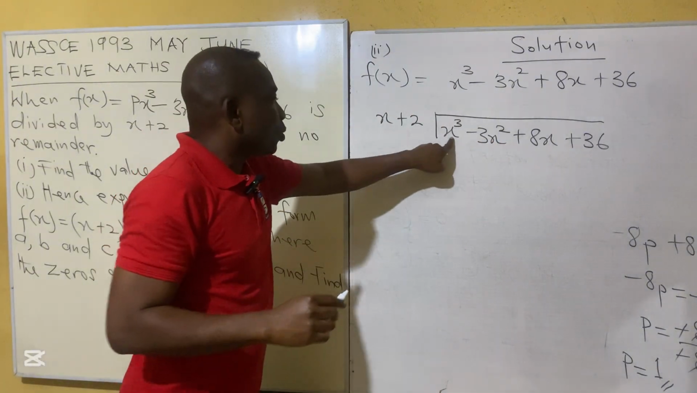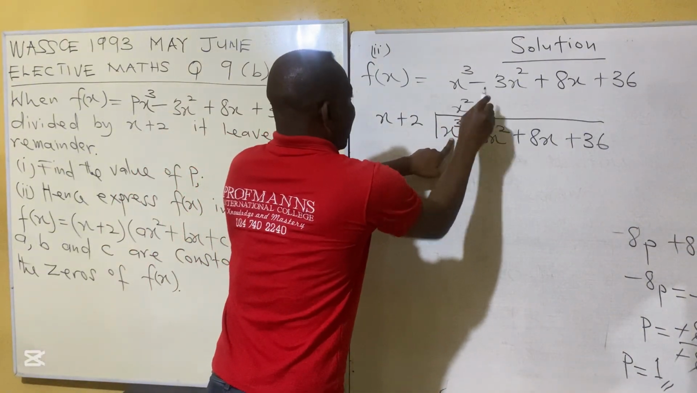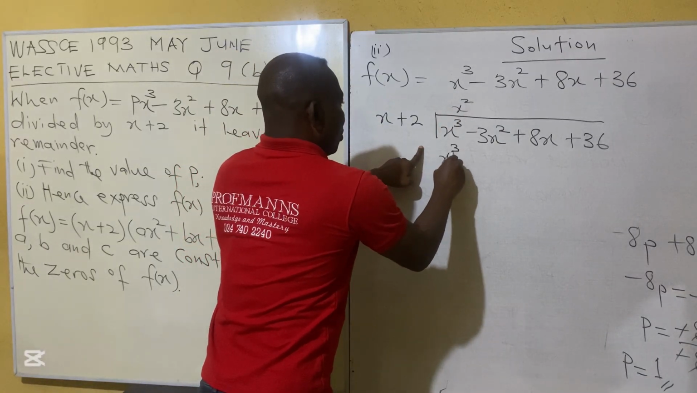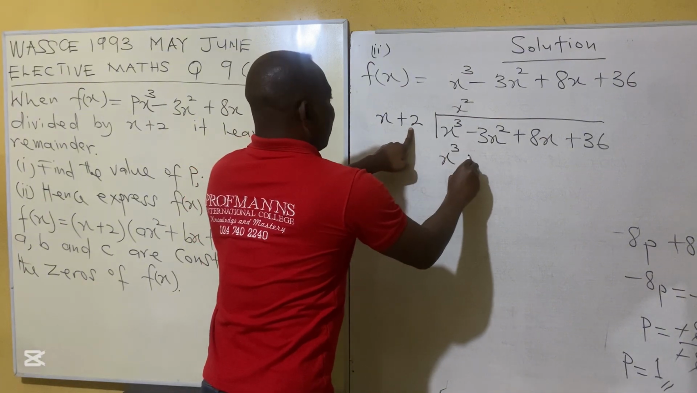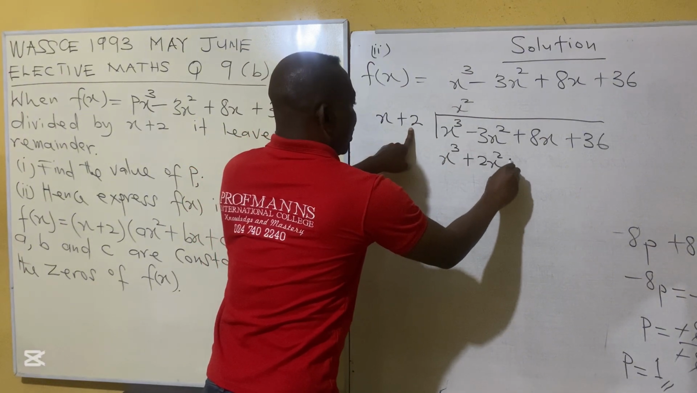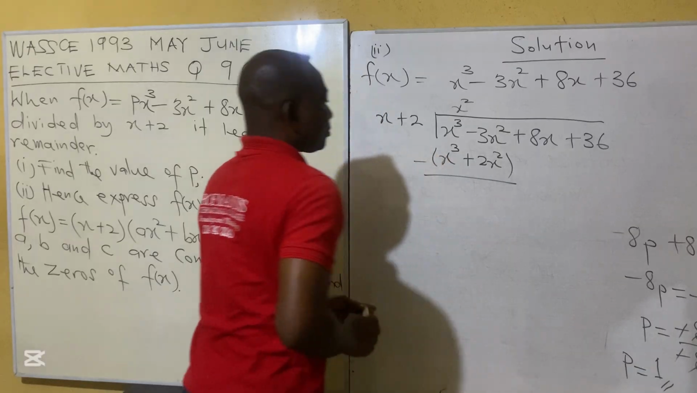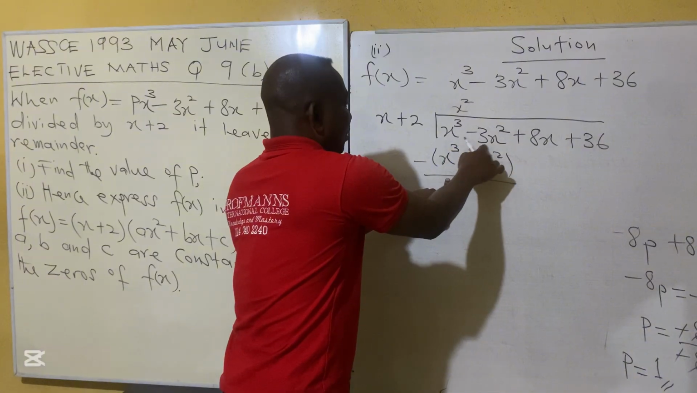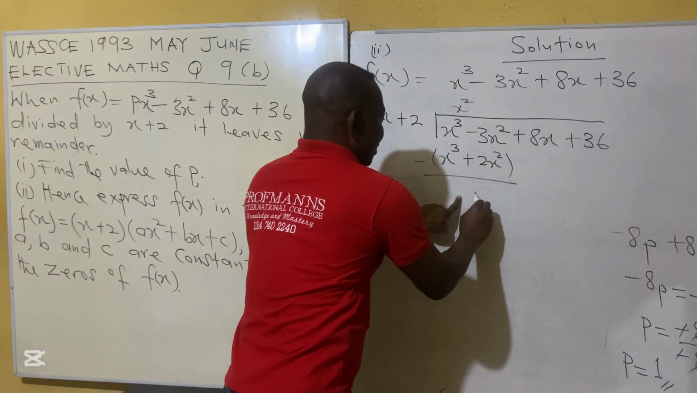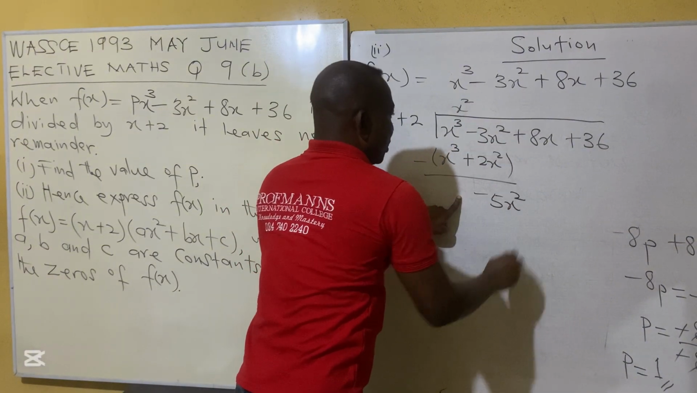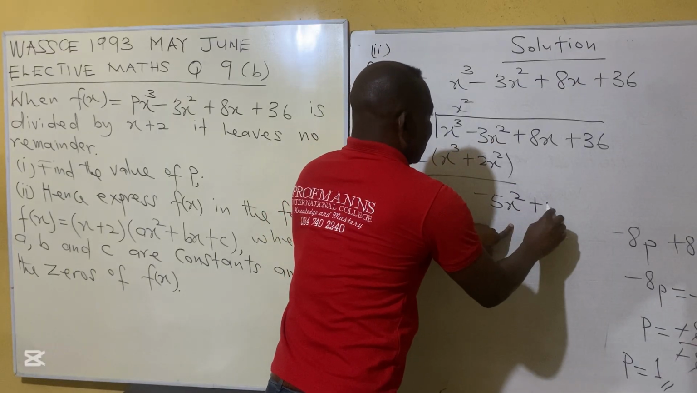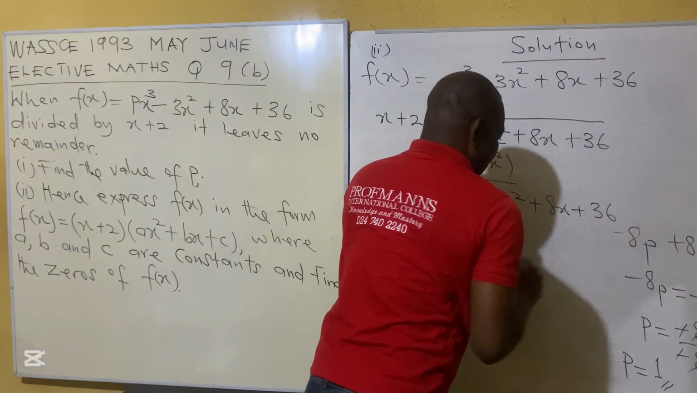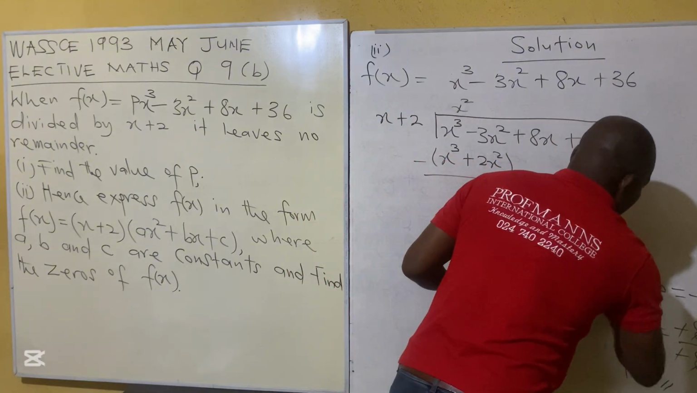Now, x goes into this x squared. X times this will give us x cubed. 2 times this will give us plus 2x squared. So we subtract. When we subtract this from this, it gives us 0. So this becomes negative 3x squared minus 2x squared, which gives us minus 5x squared. Then we bring down the plus 8x plus 36.